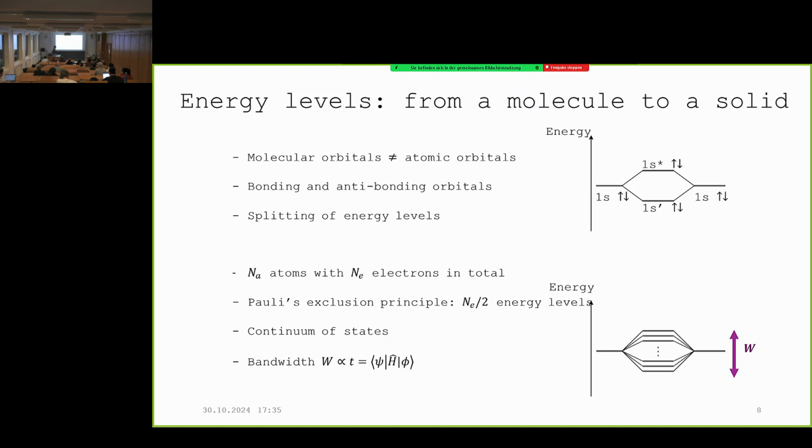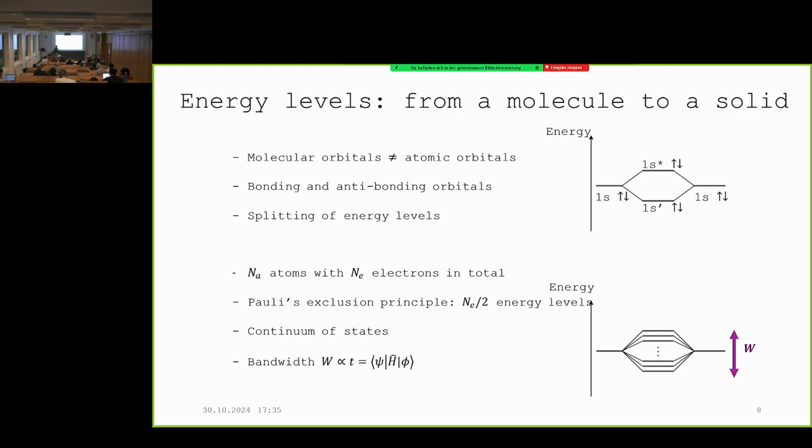Okay, so I talked about those two energy levels that are separate, and so we actually have one low energy level and one high energy level. One thing that's also important is that this energy difference here will get larger if you push the atoms closer together.